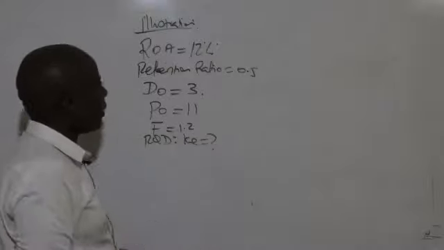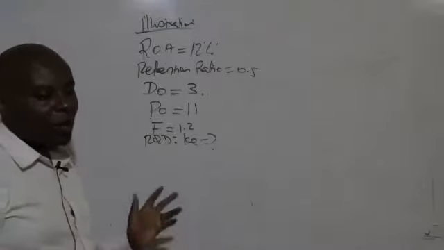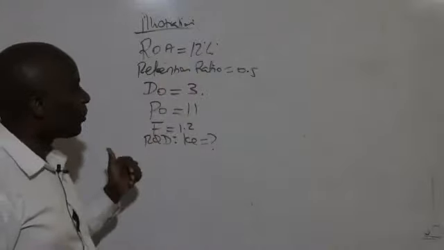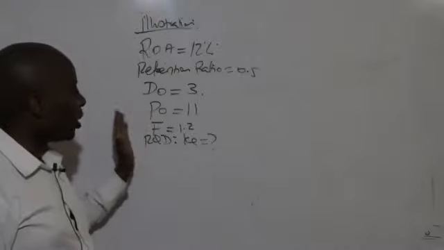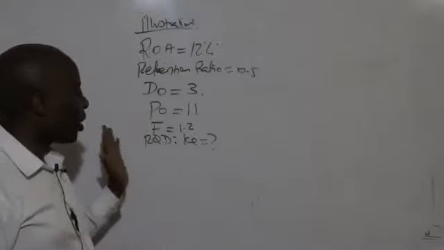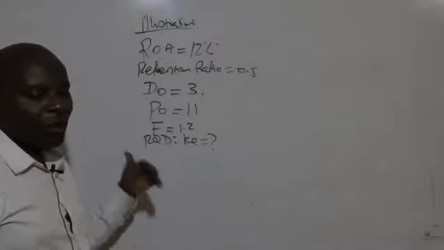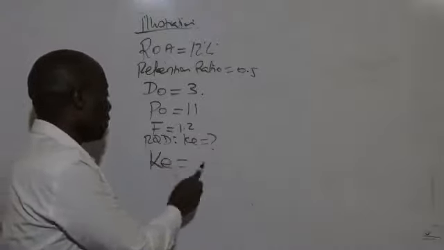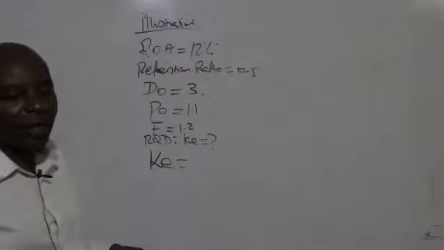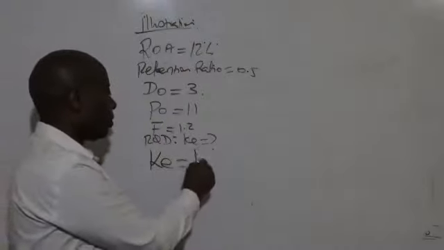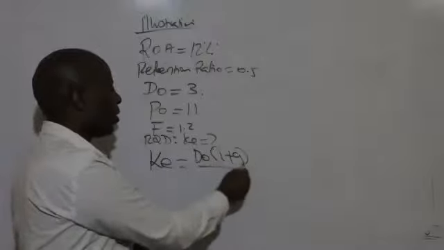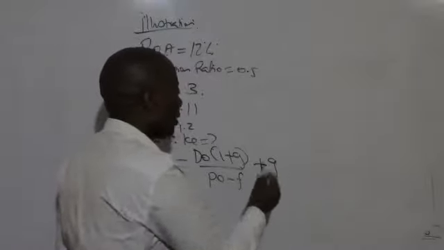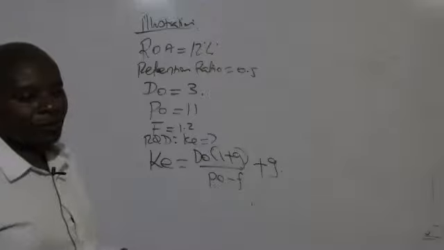They want us to determine cost of equity. ROA stands for what here? Return on assets. We have retention ratio. We have D0. We have P0. We have the flotation cost of 1.2. We have here the requirement Ke. The only thing that I will be able to do for you is to remind you the formula of getting Ke. To get Ke, we normally talk of D0 into 1 plus g, all over P0 minus any flotation cost, plus g.